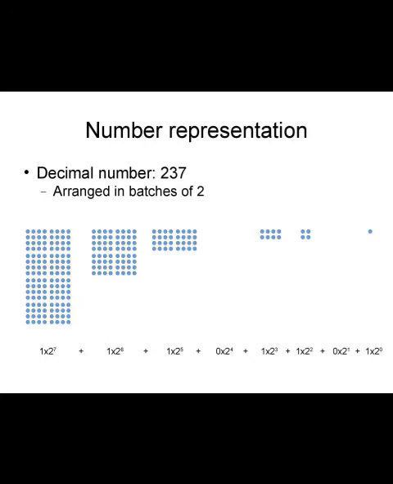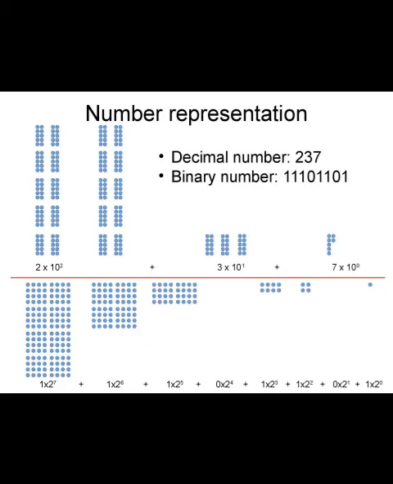Or it can be rewritten as follows: 1 times 2 to the 7 plus 1 times 2 to the 6 plus 1 times 2 to the 5 plus 1 times 2 to the 3 plus 1 times 2 to the 2 plus 1 times 2 to the 0. So the decimal number 237 can be converted into the binary number 11101101.